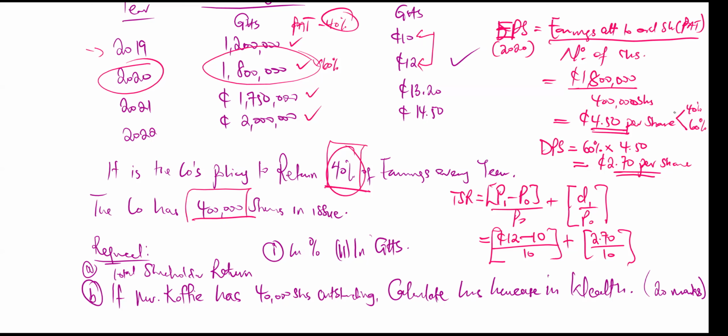I hope you all understand. So, 0.2 plus 0.270.